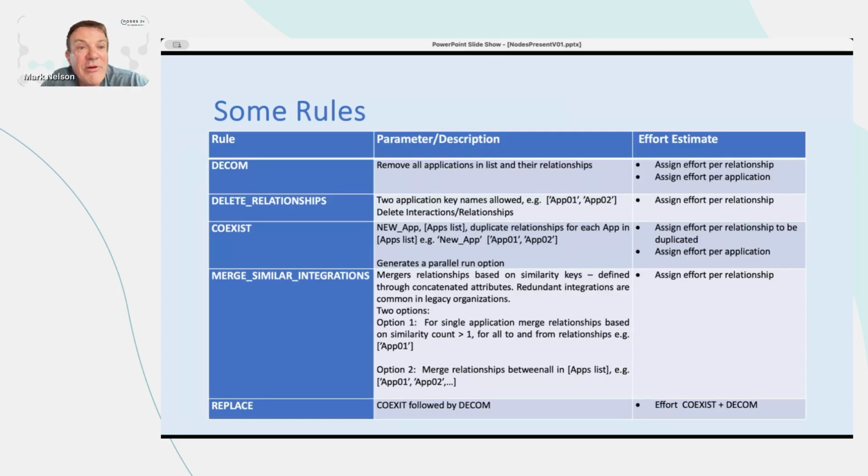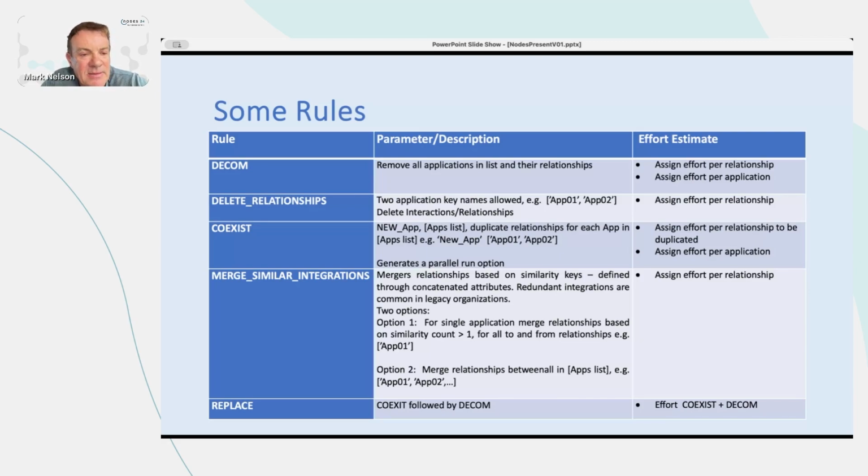Okay, so here are some of the rules that we're interested in, and this is a subset to make it clear. Decom means get rid of the application and all its relationships. Delete relationships means remove everything between these two keys, or in the slide, app 1 and app 2. Again, we build a plateau through a series of rules that are applied to the current state of the network, and coexist is probably one of the more useful things. It says if I give you a new application, duplicate all the interactions between the new application and those in the old application list. So it creates a parallel run scenario.